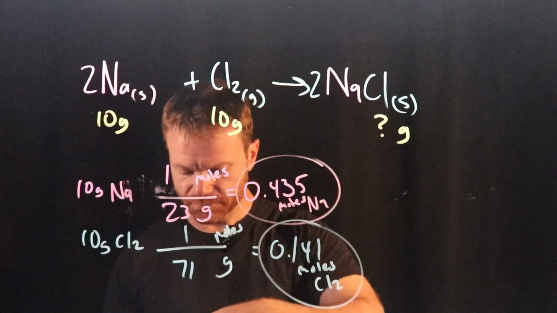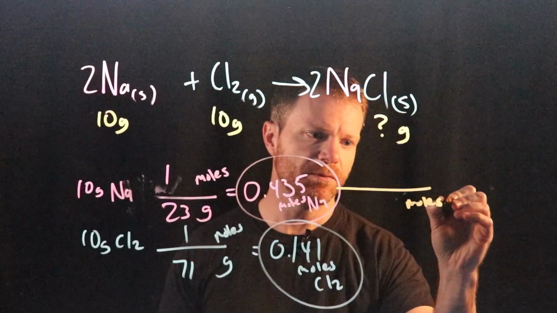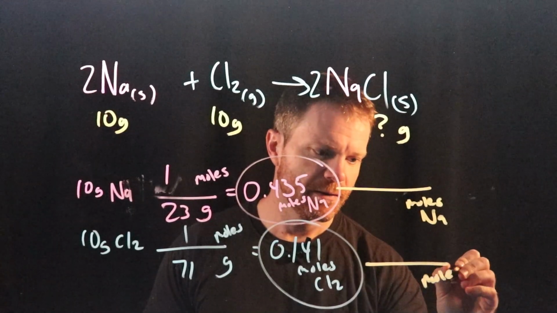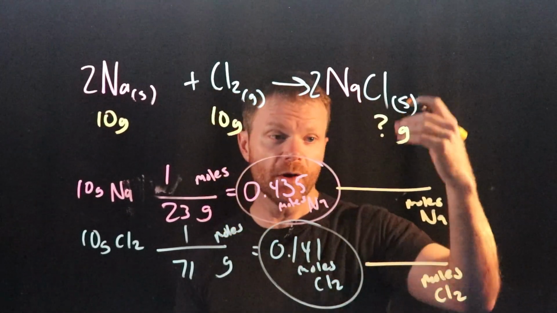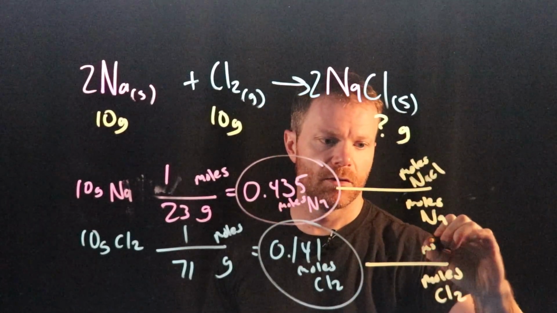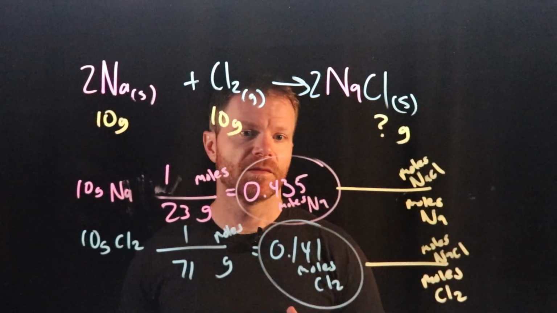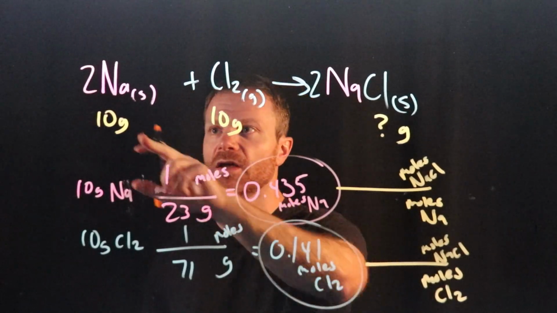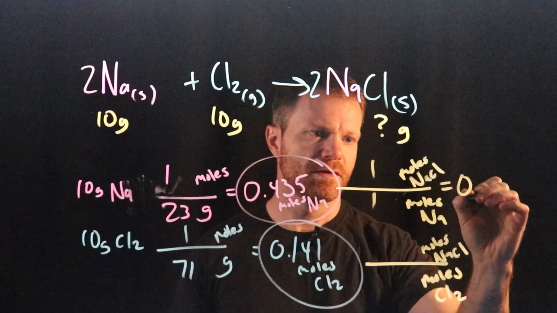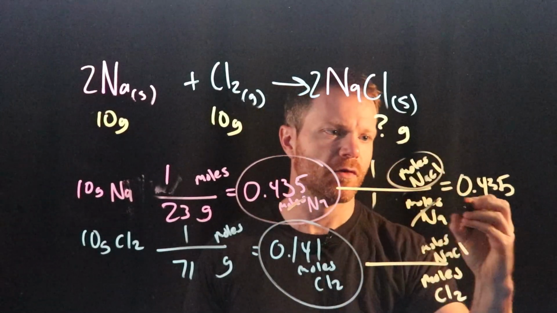So let's do that. If we have 0.435 moles of sodium, we want to get rid of moles of sodium. And same thing here, we want to get rid of moles of chlorine. And what we want to get is moles of sodium chloride. To do that, we use the mole ratio. So let's look it up. For every 2 moles of sodium, there's 2 moles of sodium chloride. That simplifies to 1 to 1. So that just equals 0.435 moles of sodium chloride.